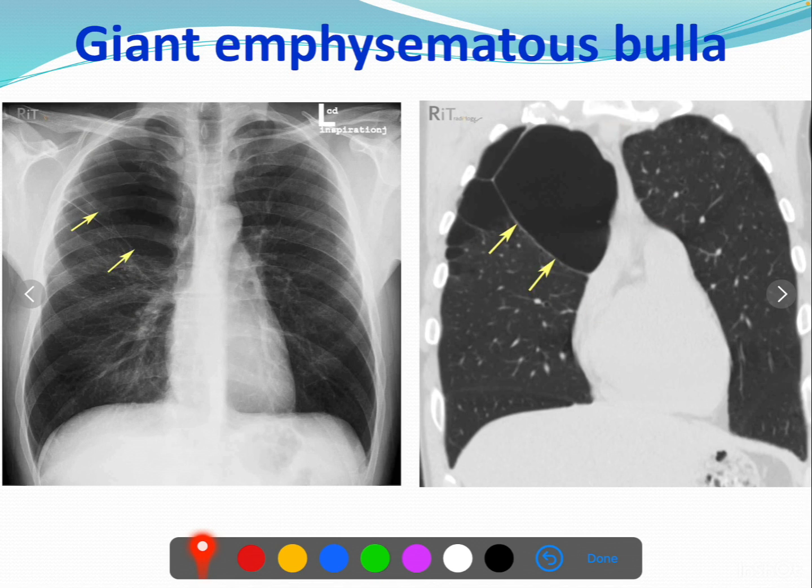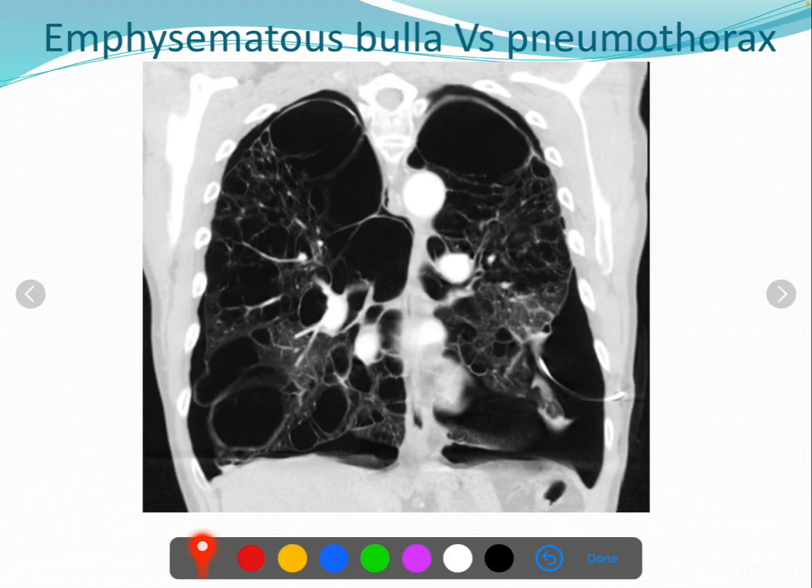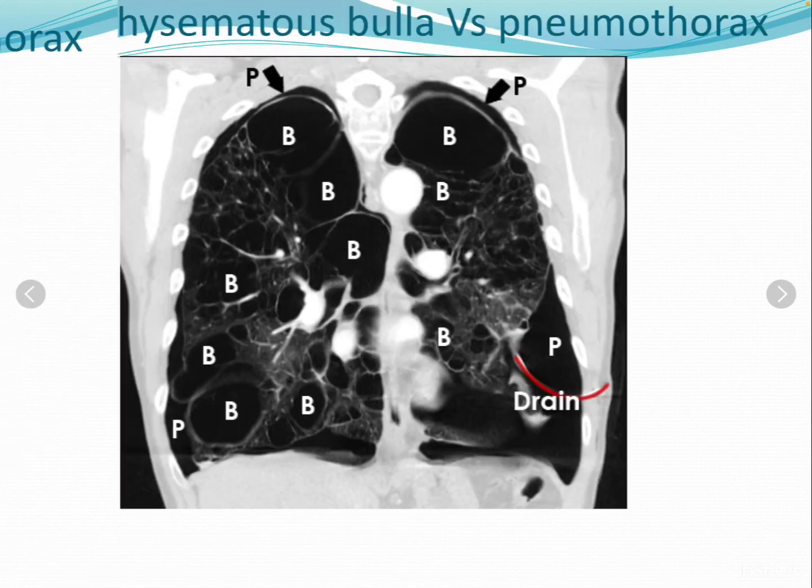And in CT we can confirm this easily. This is the septa, and this is bounded with septa. So this is an emphysematous bulla. This is not a pneumothorax. Again, we can see these are emphysematous bulla, small, small, and this is the small portion of pneumothorax, very important, in the periphery.